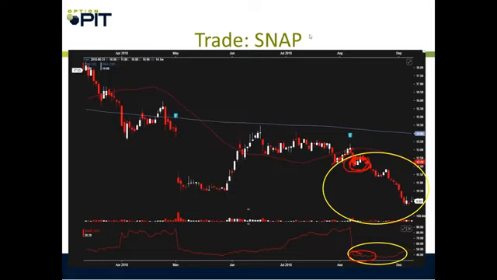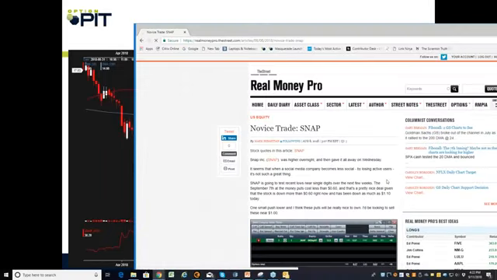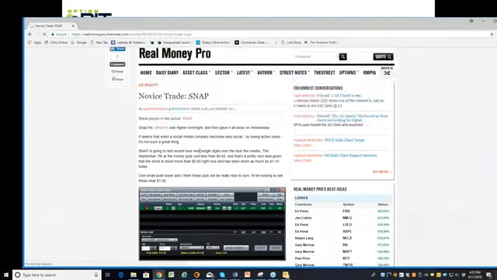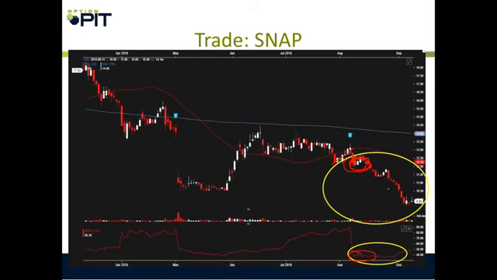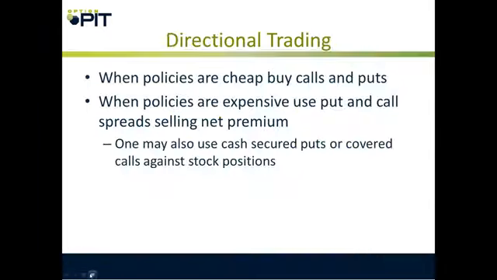And here it is. Real simple. Buy September 7th, 12.5 put. Trust me. And guess what? Here it is around September 7th. Not bad. All right, so let's look at another trade.